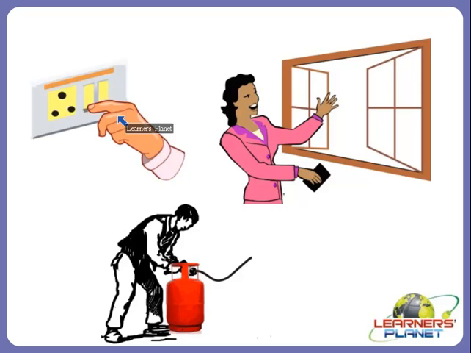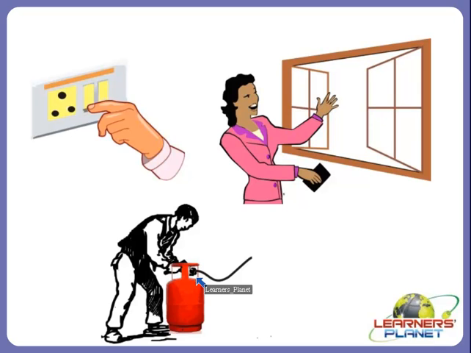Because electrical switches generate sparks while switching on or off, right? So this should be taken care of. And the third picture is showing that faulty pipes should be repaired immediately, because of the faulty pipes, what will happen? Yes, the gas will leak.